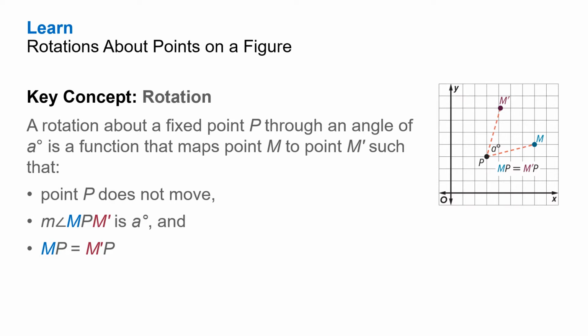Key concept: rotation. A rotation about a fixed point P through an angle of a degrees is a function that maps point M to point M prime such that point P does not move. The measure of angle MPM prime is a degrees, and MP equals M prime P. Point P does not move because P is the center of rotation.